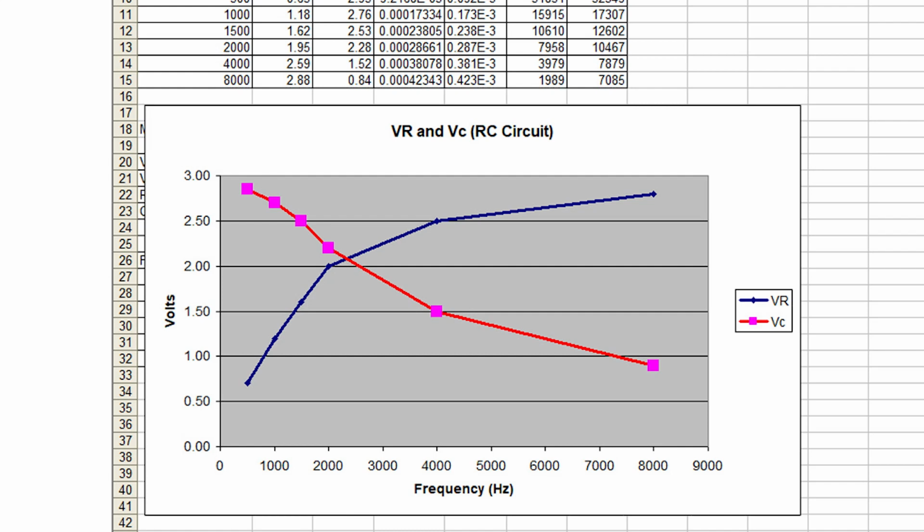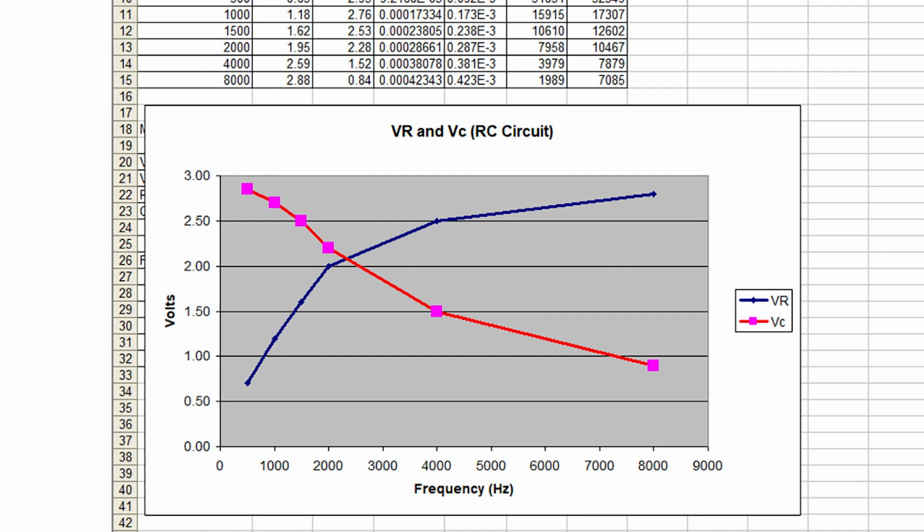For low frequencies, if you look at the red around 500 Hertz and 1000 Hertz, you can see that the voltage is fairly high. And as you get past 3000, the voltage across the capacitor diminishes significantly. Conversely, the voltage across the resistor at low frequencies is low, and as the frequency increases, the voltage across the resistor also increases.